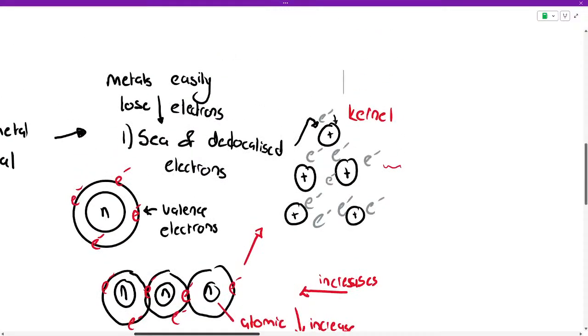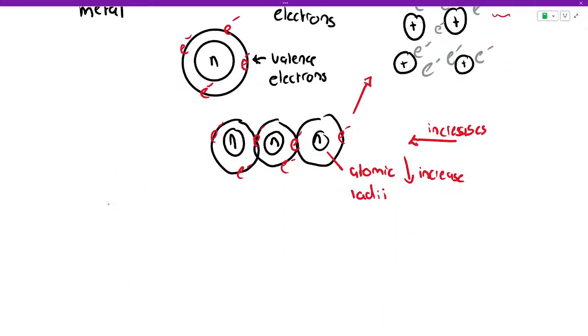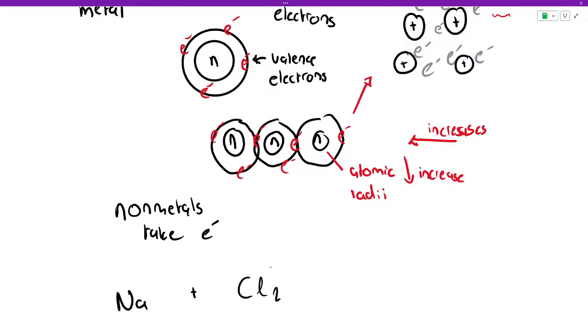Now, non-metals, because they have a larger atomic radii, they easily take electrons. Meaning, if a metal, let's look at a chemical example. Let's say you have sodium and chlorine. Now, chlorine is diatomic, right? Sodium is not diatomic, it's a metal.